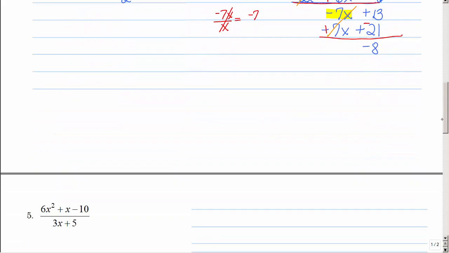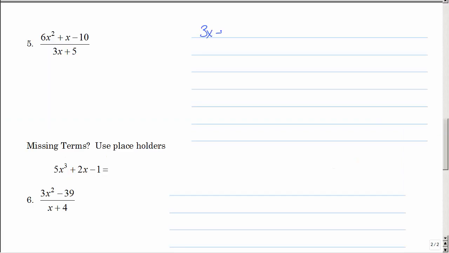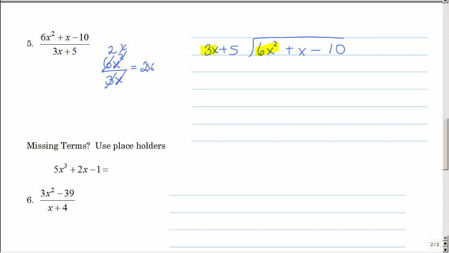Let's do some more practice. Number 5, we're going to take the denominator and divide it into the numerator. Everything's in descending order. We're going to look at just those first terms, and that's what we're dividing. We're dividing 6x squared by 3x. So that's like dividing by a monomial, what we just practiced. So 3 goes into 6 2 times. That reduces to 2x. So we put that on top. We multiply.